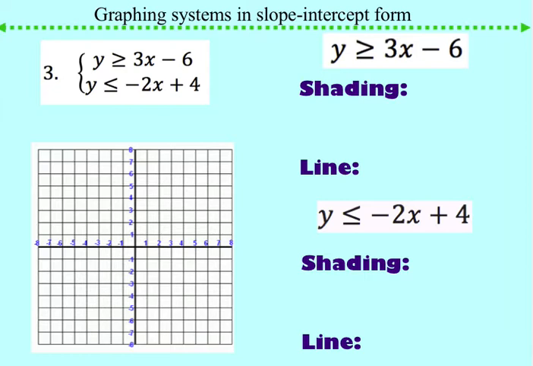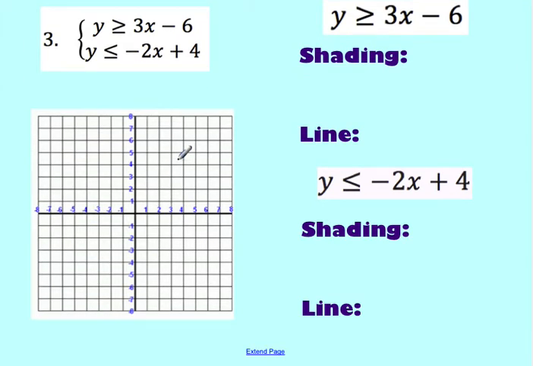Let's go ahead and take a look at number 3. For number 3, first of all, I notice that the alligator is facing towards the y on that first one. So I know my shading is going to be up. Then there's a line underneath the inequality, which means I'm going to draw a solid line.